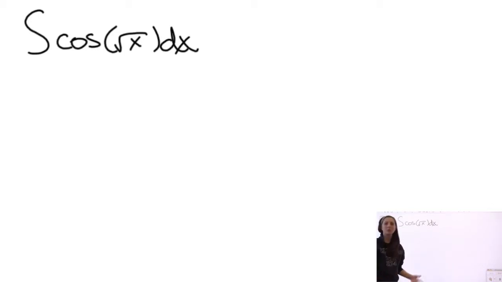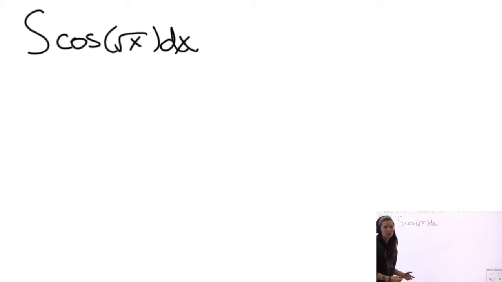This week is just gonna be a little bit of review, kind of doing an integral that goes a little outside the box, something you're not really used to. That might be a little fun just to stretch your knowledge. Okay, so right here, we have the integral of cosine of the square root of x dx.